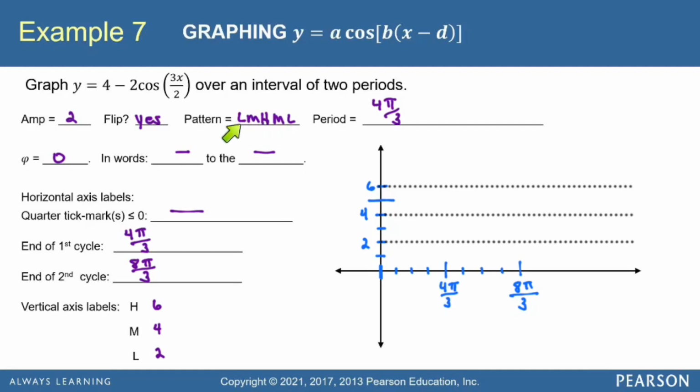So we remember that the pattern was low, middle, high, middle, low. And starting right here, we're going to place a dot in the low position, which is at 2 on the y-axis. So low, middle, high, middle, low. And then repeat that for the second period, and then smoothly connect the dots in that cosine shape that we're used to. Doing the vertical translation is really not that difficult, but it is an extra step to think about.